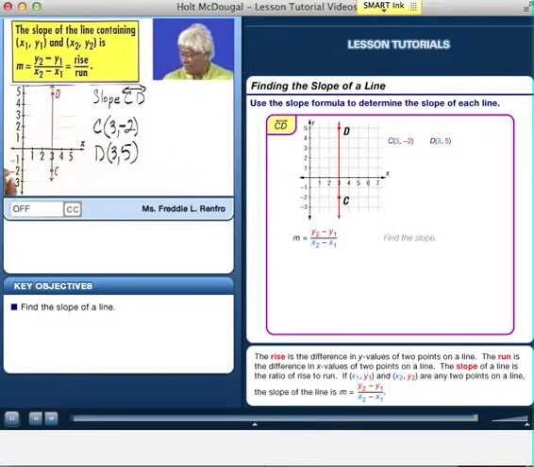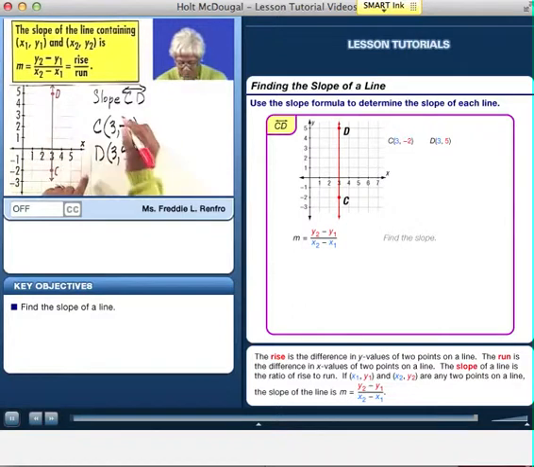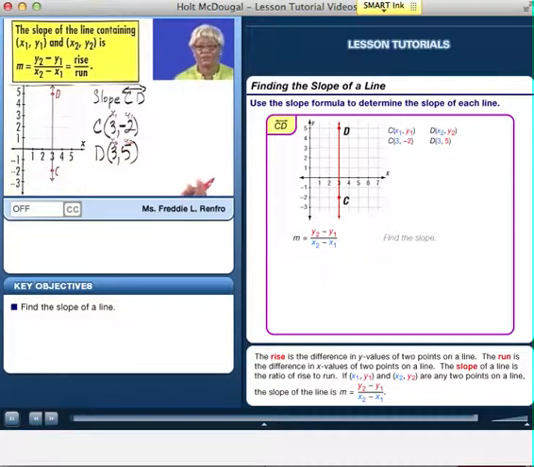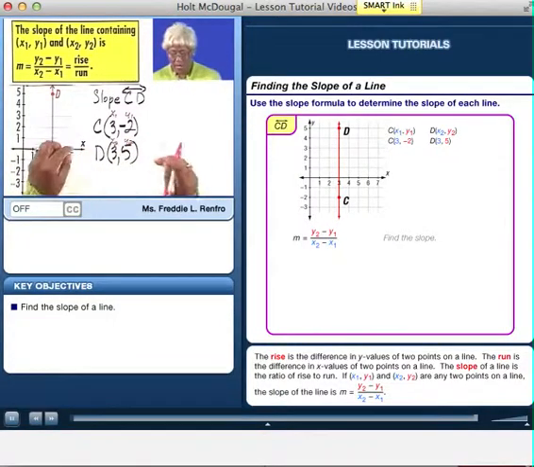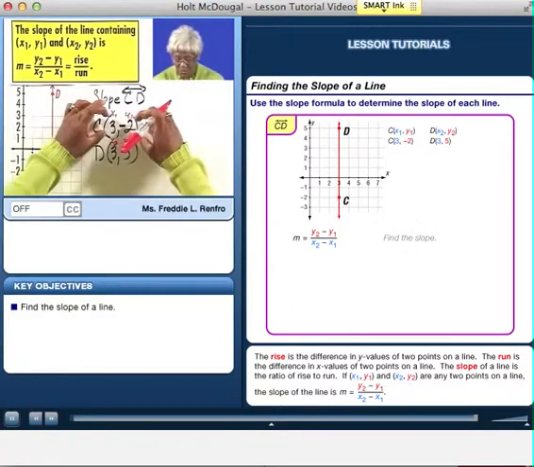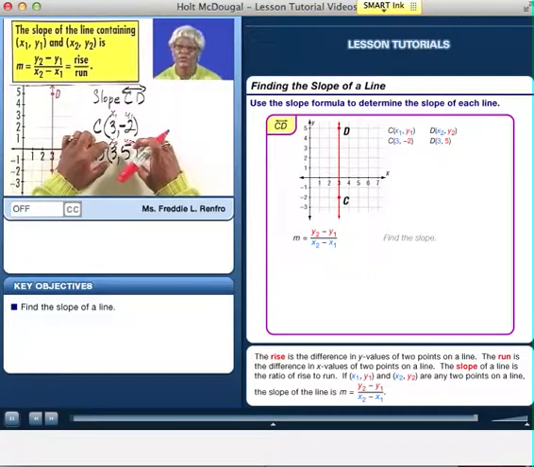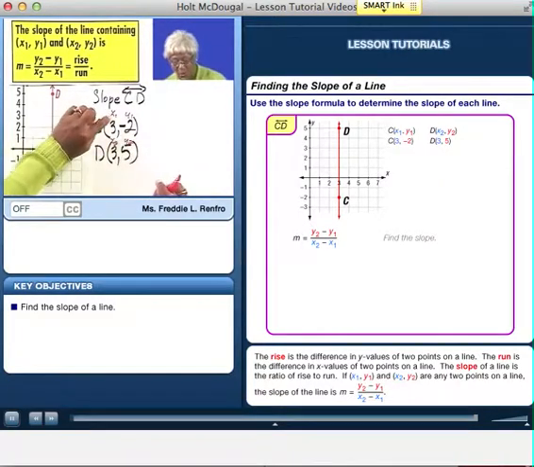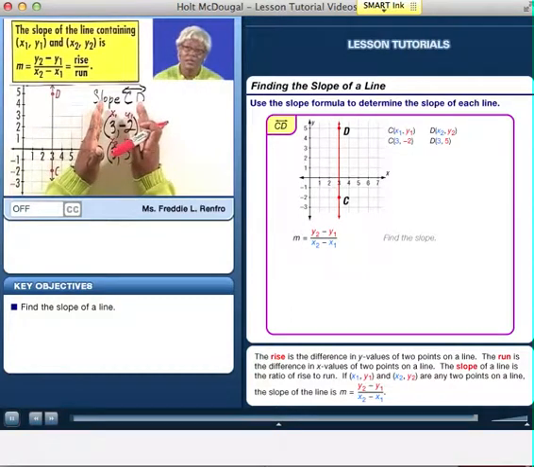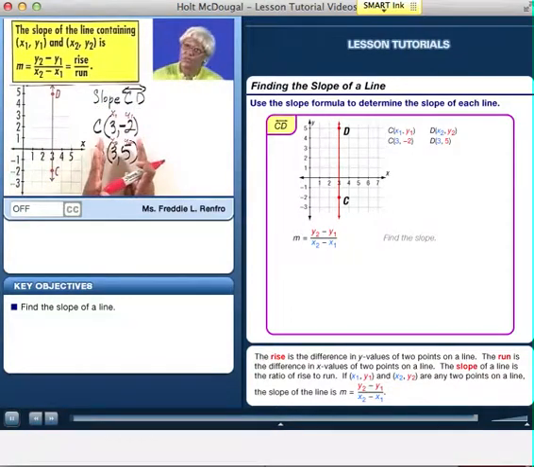Once again, let's call the first ordered pair x1, y1, and the second one x2, y2. This is something I want you to remember. When you're identifying the ordered pairs, if this is going to be x1, y1, make sure these are x2, y2. You can't go x1, y2. These have to be the 1s, and these have to be the 2s.